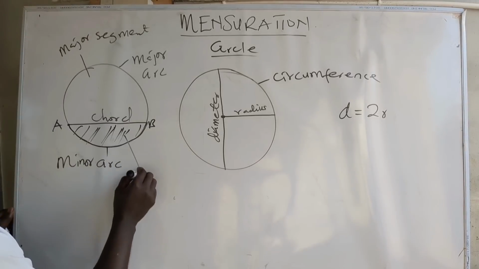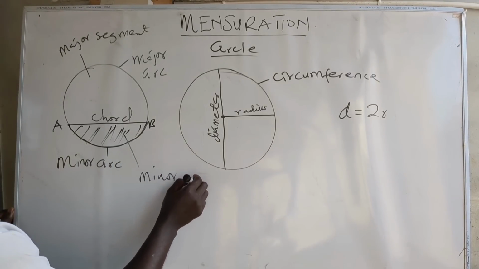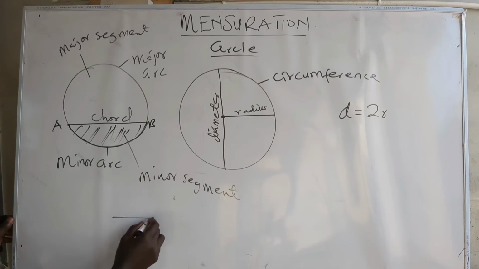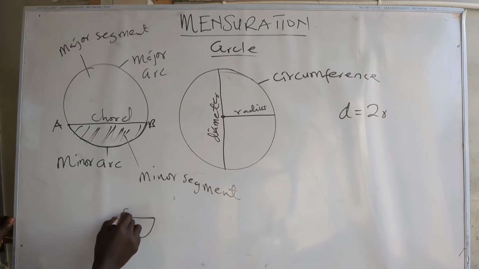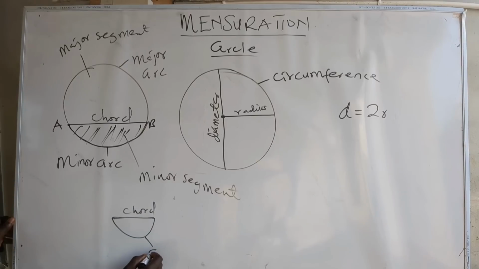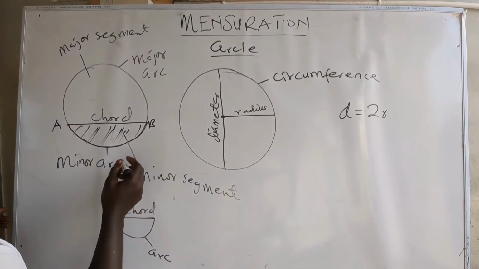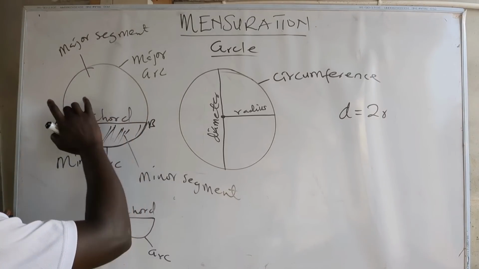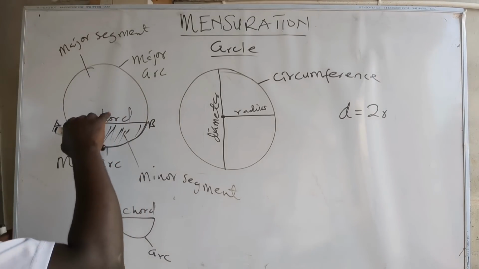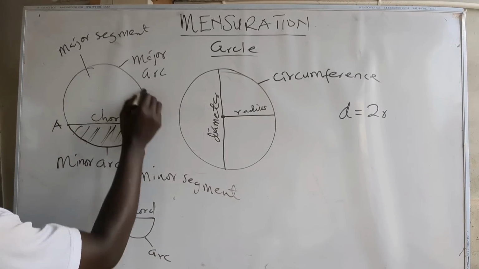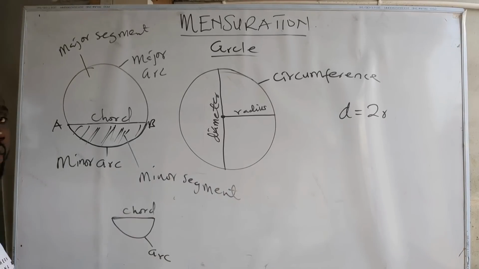and where I have shaded is the minor segment. So a segment actually consists of a chord and an arc, either the major arc or the minor arc. The whole space here where I have not shaded is a segment, but the major one. So the segment consists of the chord here and then the arc. All right, that is about a segment: a chord and an arc.